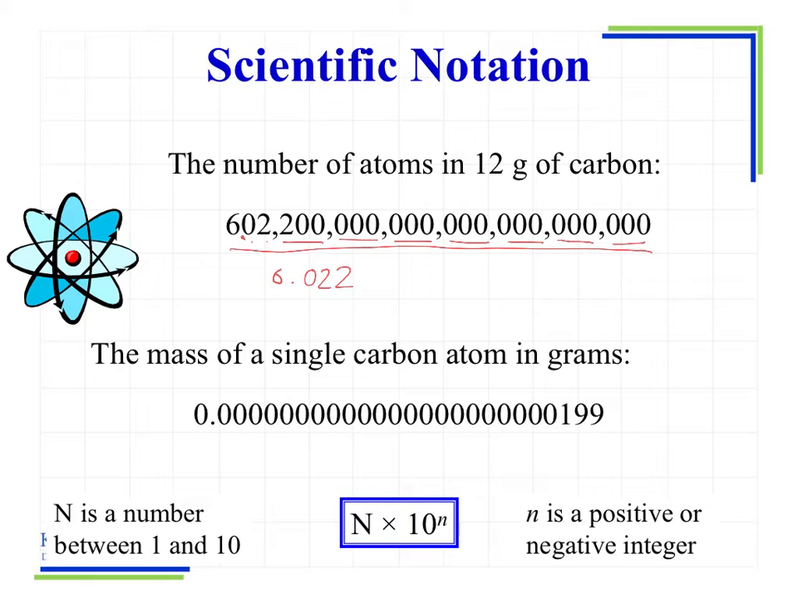So we have 6.022. The rest of them are 0, so I don't need to write them because it's after the decimal place. Times 10 to the 23. So it's 6.022 times 10 to the 23, and it's basically 10 times 10 times 10, going on for 23 times. If you do that, you will get the same number. This is how we write it in scientific notation.